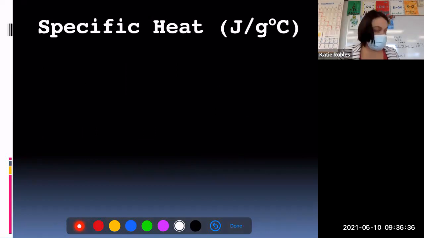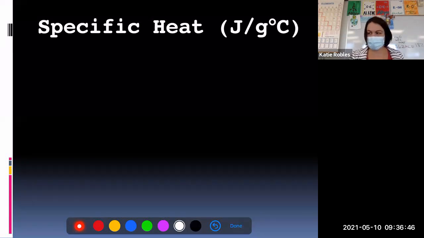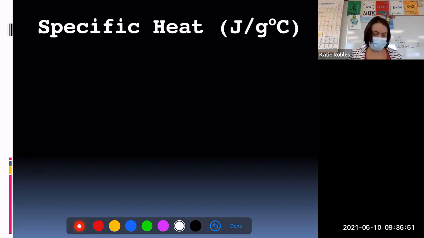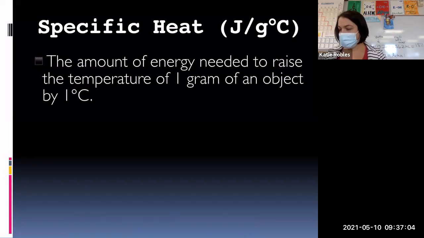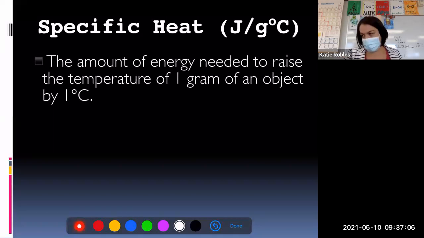So let's talk about that specific heat. All right. Specific heat, first of all, has weird units. Whenever there's a constant, and that's probably why specific heat has the letter C, because it's representing a constant, it usually has a lot of funky units because it's meant to cancel everything else out. So the unit for specific heat is joules per gram times degrees Celsius. And that also could be Kelvin if you wanted it to be. By definition, it is the amount of energy needed to raise the temperature of 1 gram of an object by 1 degree Celsius.